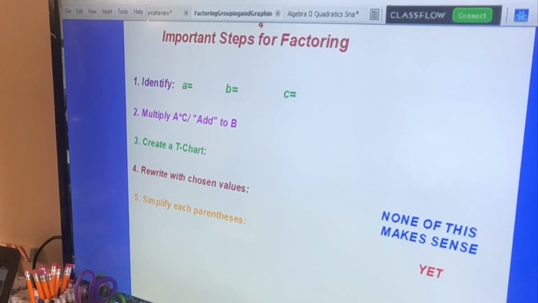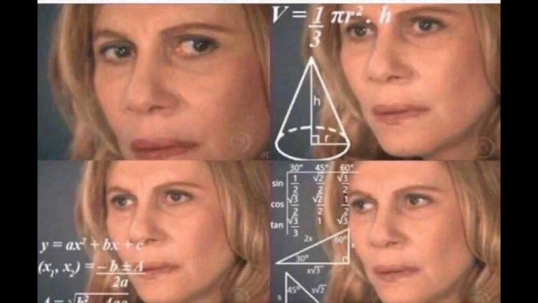First, the steps that I always align for my students when they're factoring. Okay, identify a, what b is, and c. You want to multiply a times c and add to b. We're going to create a t-chart, rewrite with the chosen values, and simplify each parentheses. None of this makes sense yet, I know. Let's go ahead and get to an example.